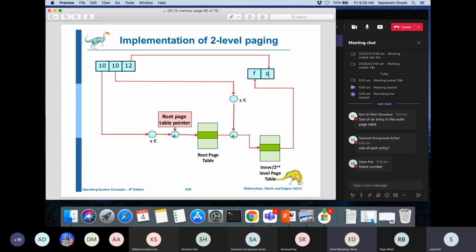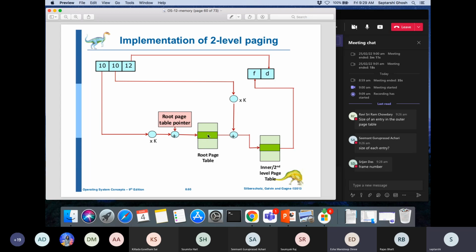Right, so there is a symmetry here. For each of these pages, see, we are accessing three pages, you might think: the root page table, the inner page table, and the data page. For each of these, we need two things. One is the starting address, the other is the offset within the page. So in case of the root page table, the starting address is in a register called the root page table pointer. And the offset is the first part of the address. So you multiply that by k and we get a particular entry of that root page table.